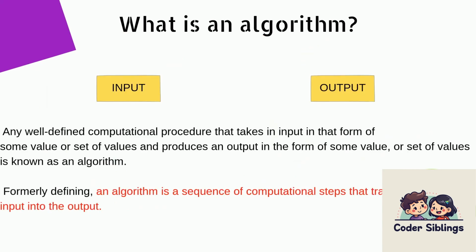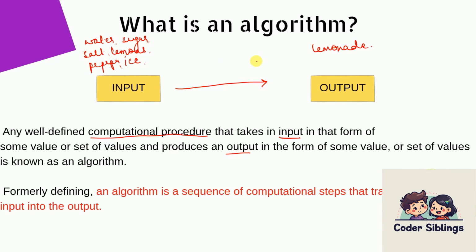So moving on to the definition of an algorithm, any well-defined computational procedure that takes an input in the form of some value or set of values and produces an output in the form of some value or a set of values is known as an algorithm. So the input in our previous example was water, sugar, salt, lemon, pepper powder, ice, right? And the output was a lemonade.